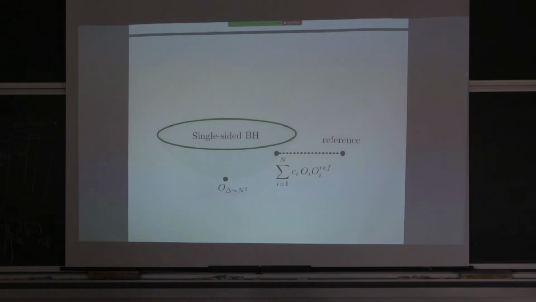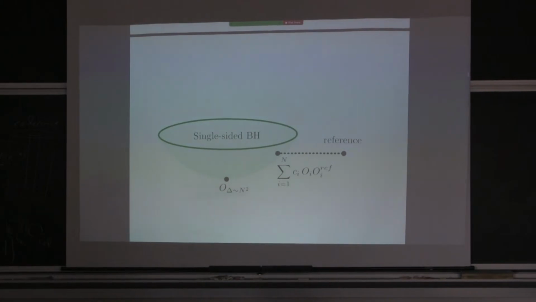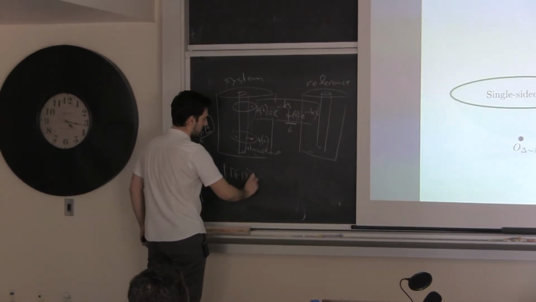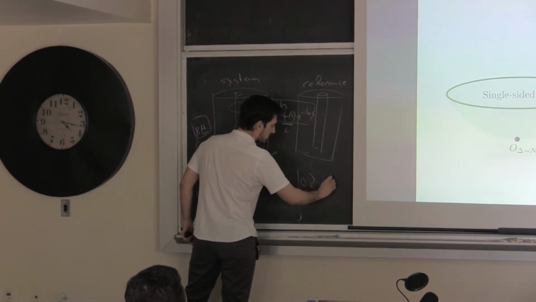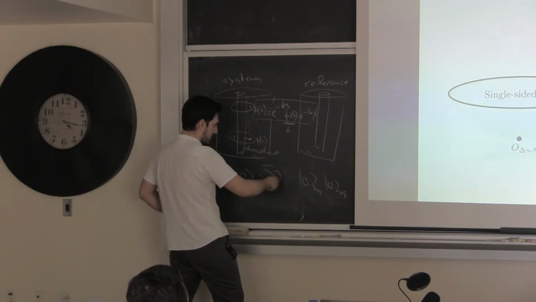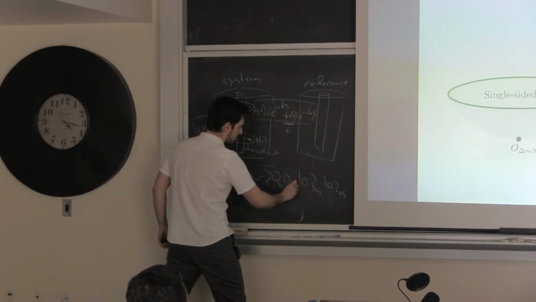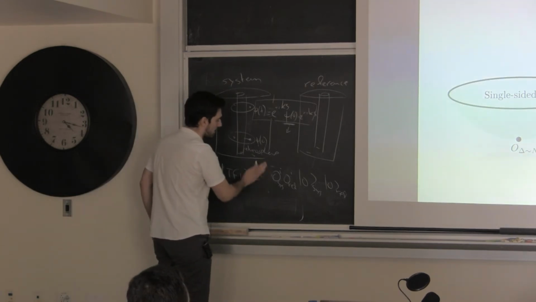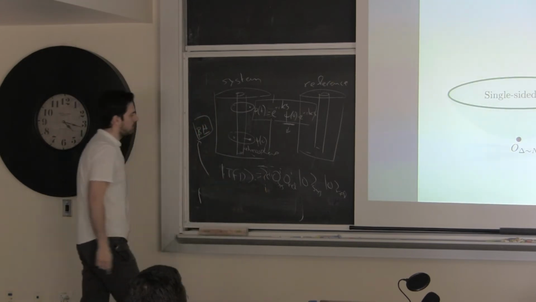Well, preparing this system in the thermal field double state, I'm going to say something very trivial, but you can think of it as starting from the vacuum state for the system and the reference, and then acting on it with a sum of appropriate pairs of operators on the system and the reference in this correlated way, where you sum over operators with the appropriate coefficients that I'm not going to make precise here. This is just a trivial consequence of the state-operator correspondence.